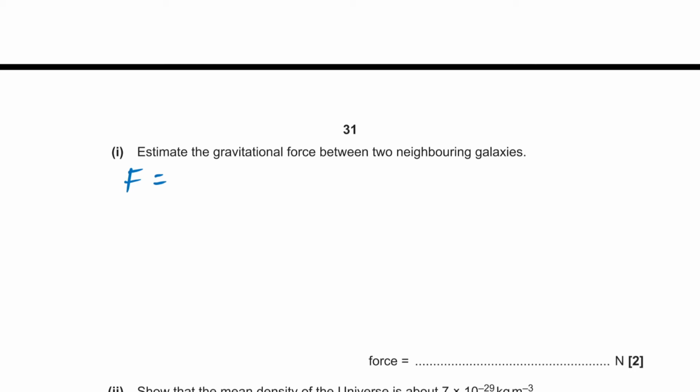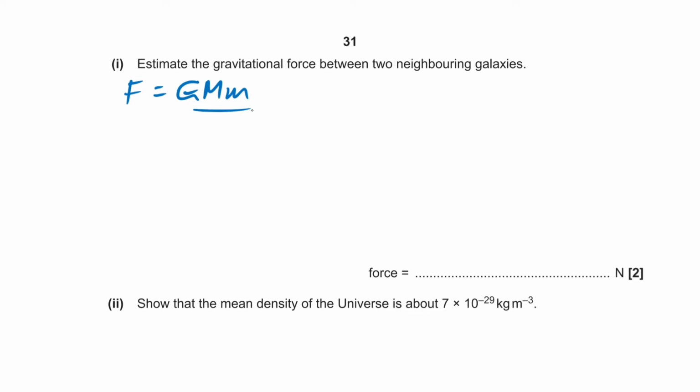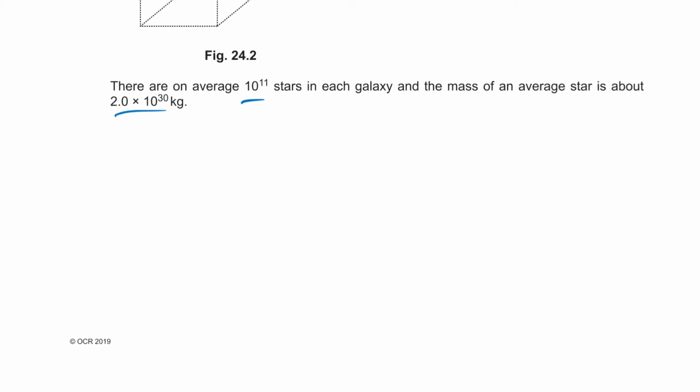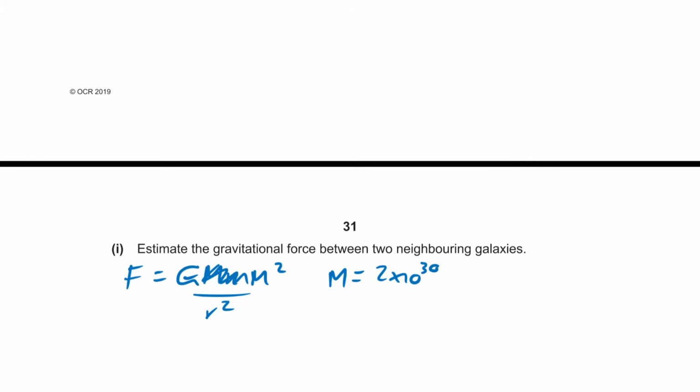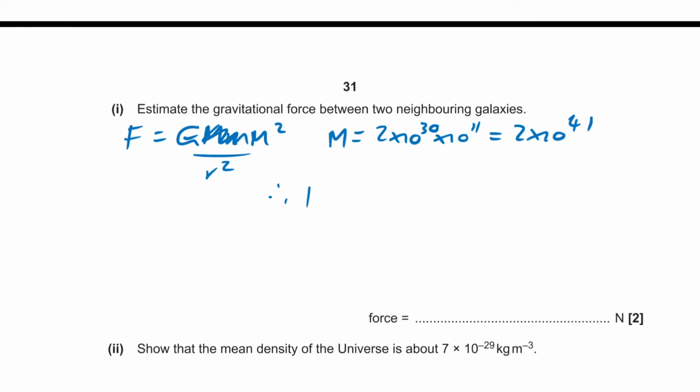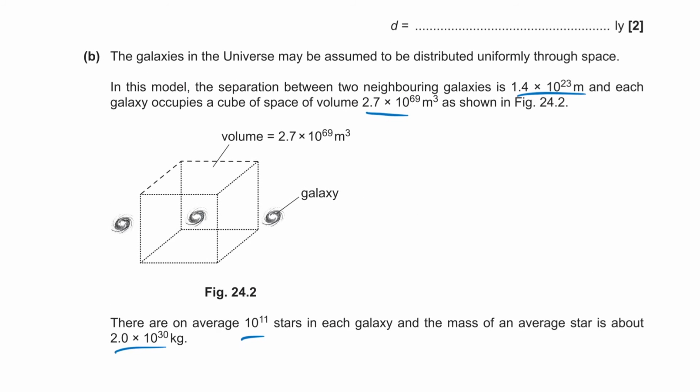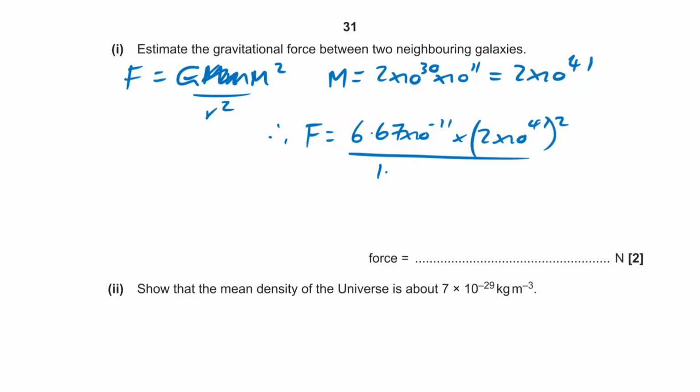Okay, so force is going to be equal to GM over r squared. But if we're talking about the same mass of each galaxy, then we're just going to say M squared. Okay, so what is the mass of one galaxy though? Well, we know that it's going to be the average star, so 2 times 10 to the 30 times 10 to the 11. So therefore that is 2 times 10 to the 41. So therefore F is going to be G times 2 times 10 to the 41 squared divided by, okay, what was the separation? 1.4 times 10 to the 23, and that is squared as well. And that gives you 1.36 times 10 to the 26 newtons, or to 2 sig figs, 1.4 times 10 to the 26 newtons.